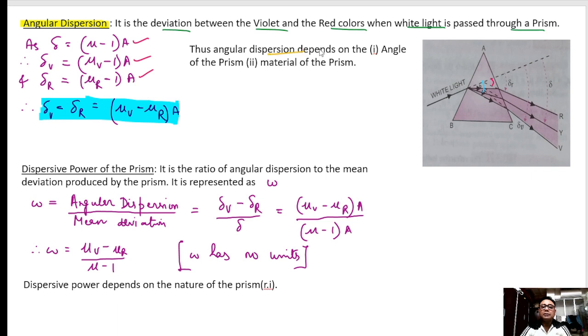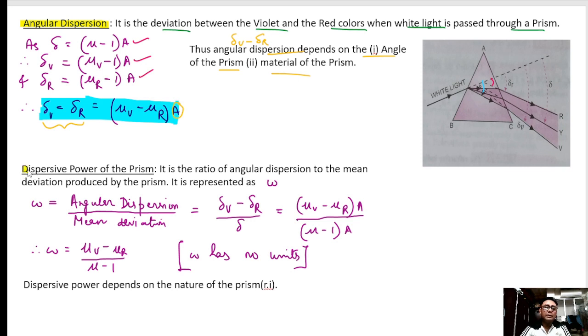Next, angular dispersion depends on the angle of the prism. This is the angular dispersion. So angular dispersion is violet light deviation minus red light deviation, and it depends upon what? The angle of the prism and the material of the prism. See, refractive index. Definitely it will depend upon the refractive index.